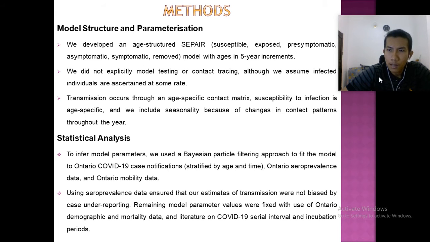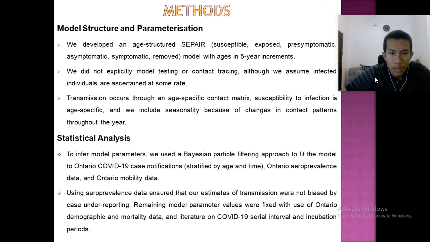The second method is the statistical analysis. To infer model parameters, we use a Bayesian particle filtering approach to fit the model to Ontario COVID-19 case notifications stratified by age and time, Ontario seroprevalence data, and Ontario mobility data.